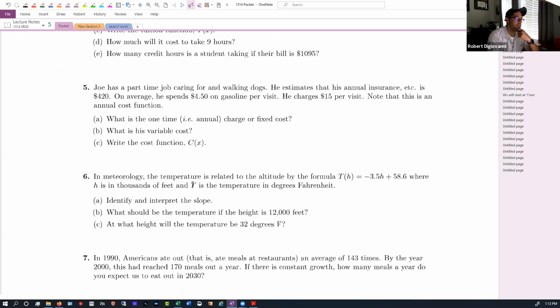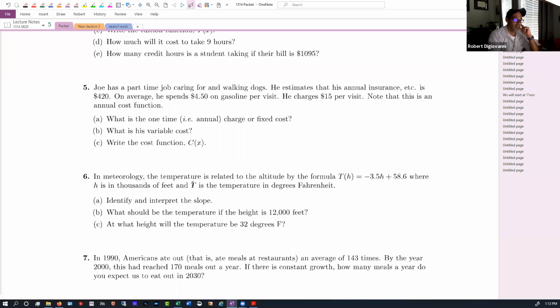On average, he spends $4.50 on gasoline for every visit he makes. So when he goes to walk someone's dogs or take care of them, every single time he goes out to do it, on average, he spends about $4.50. He charges $15 to go walk their dog.